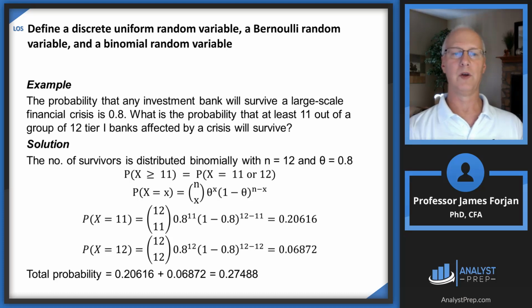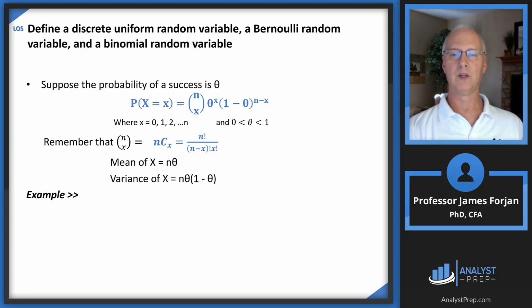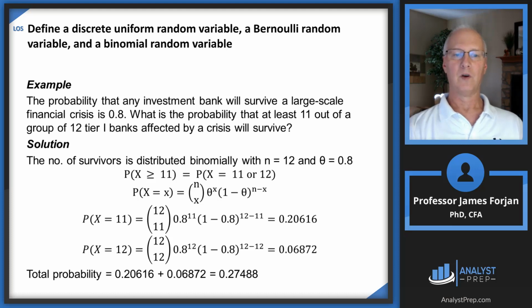All right, so what did we do? We had 12, right? So n is 12, and we were given theta as 0.8. And so there's our notation. We want to know the probability of x being either 11 or 12. All right, there's the formula. That second one is back here using that blue formula. And so we're going to do the probability that x equals 11 and the probability that x equals 12, and then we're just going to sum those.